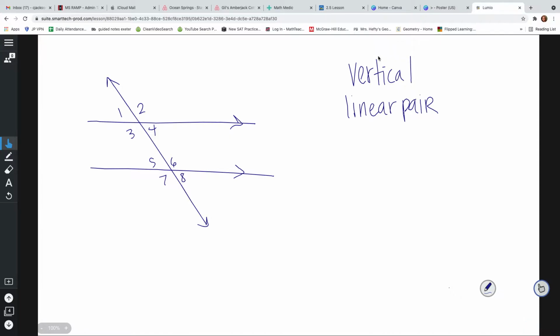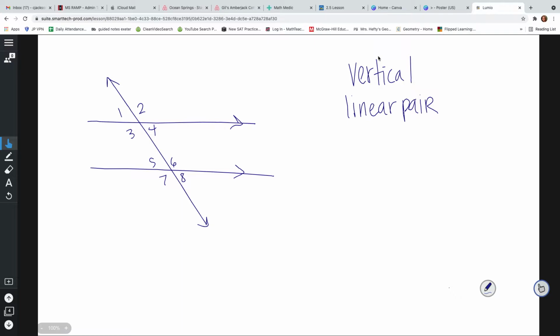So if you look up there, Elliot, tell me one set of vertical angles. Any two angles up there that are vertical. 2 and 3. Okay. Emma, tell me two more that are vertical. 5 and 8. Okay. And what do we know about vertical angles that we learned in chapter 1? They're always equal. They're across from each other and they're always equal. No matter what, they're always equal.